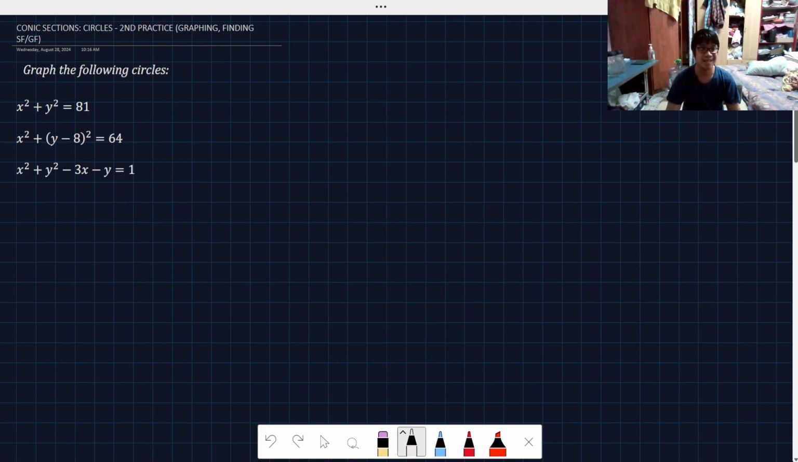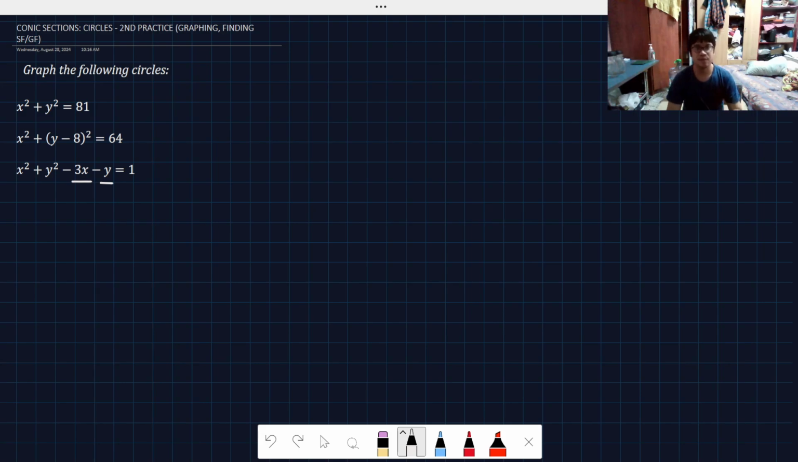This is in expanded form. How would you know that it is in expanded form? Expanded form basically has no parenthesis squared. There's no parenthesis. And the fact that it has x and y, not just x squared and y squared, implies that it's not in standard form. But here's the thing.